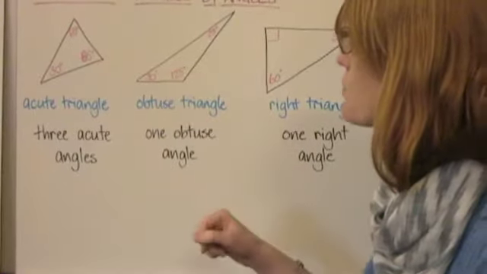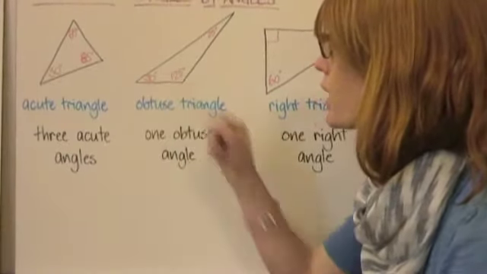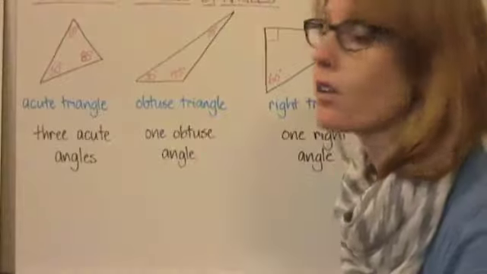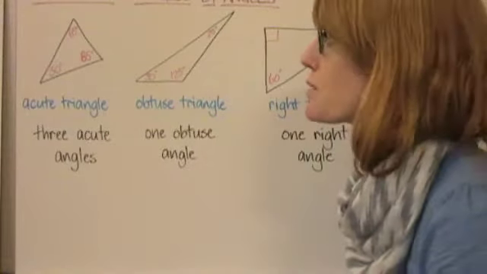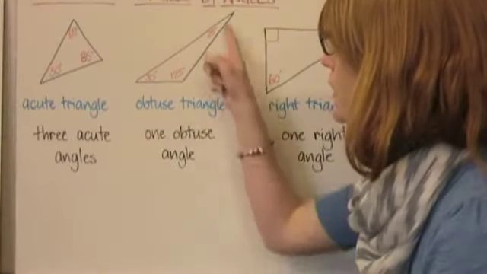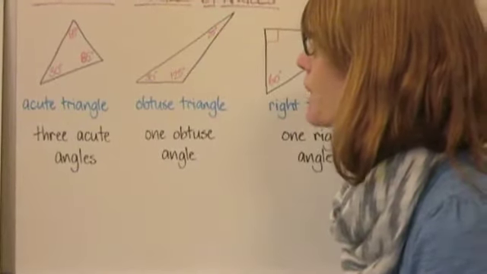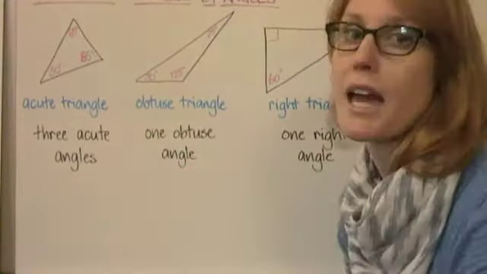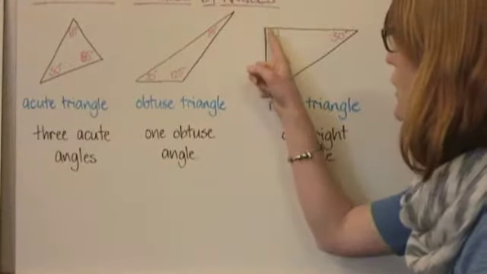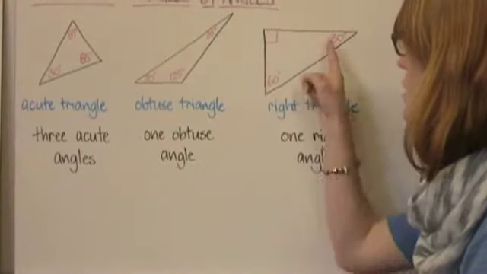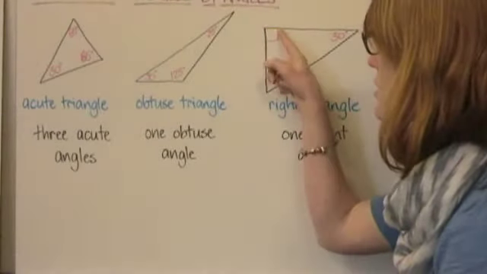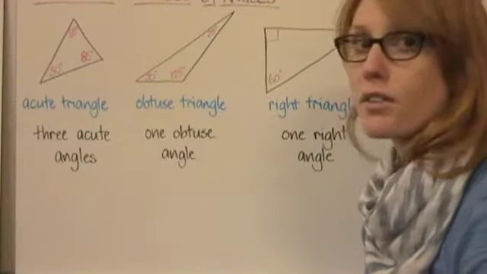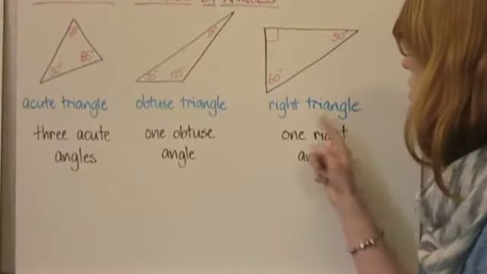This triangle here, the measures of the angles are 30 degrees, 125 degrees, and 25 degrees. As you can see, it has one obtuse angle of 125 degrees. Obtuse meaning greater than 90 degrees. So if a triangle has an obtuse angle, we call it an obtuse triangle, which means that it has one obtuse angle. Over here we have a triangle that has 60 degrees, 30 degrees, and this square here represents a right angle of 90 degrees. So a triangle that has a right angle is called a right triangle.